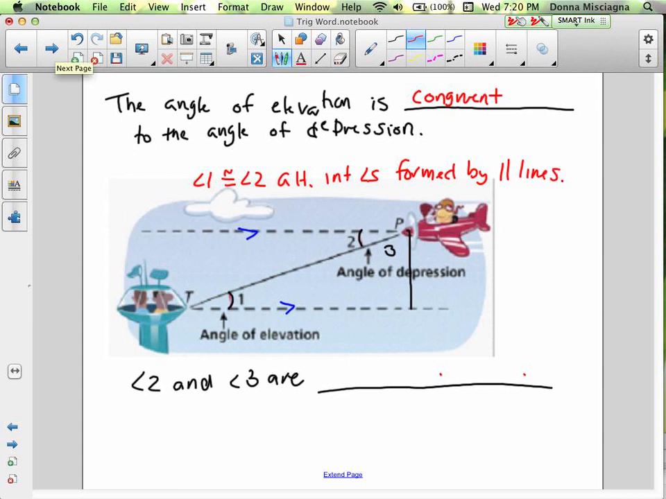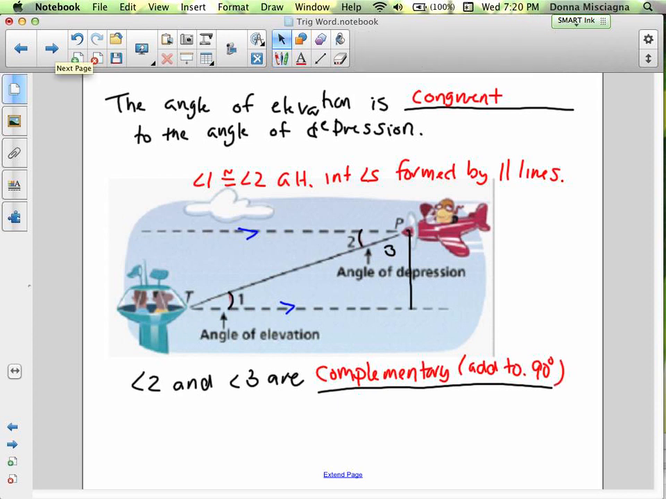Angle 2 and angle 3, notice those two angles next to one another, they are complementary, a vocabulary word you need to know. So we've had 3 vocabulary words: complementary, angle of elevation, and angle of depression. Complementary means they add to 90 degrees. So if I'm solving in this triangle here, and I know this angle, I should put a question mark there, that's known.